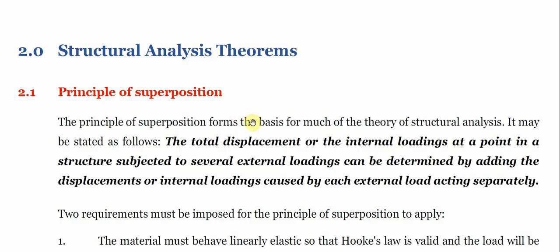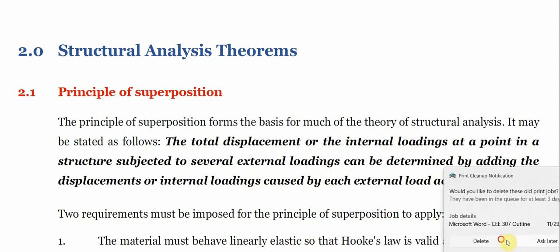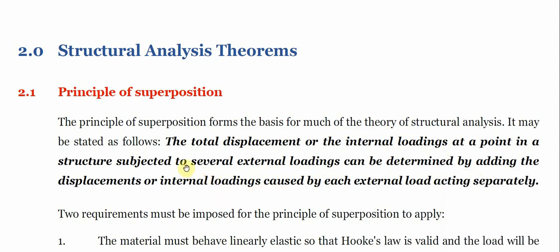We state that the total displacement or internal loading at a point in a structure subjected to several external loadings can be determined by adding the displacement or internal loading caused by each external load acting separately. What it means is that if an object is being loaded on a beam, as an example, the displacement of that particular object can be read from the individual displacement of each loading on that particular beam.